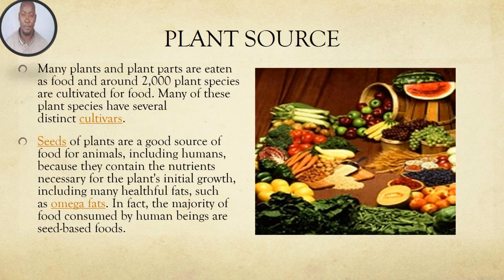And now we'll begin with the plant source. Many plants and plant parts are eaten as food, and around 2,000 plant species are cultivated for food. Many of these plant species have several distinct cultivars. As indicated in this picture here, you can see cucumbers, watermelon, grape, apples, carrots, and a host of others.